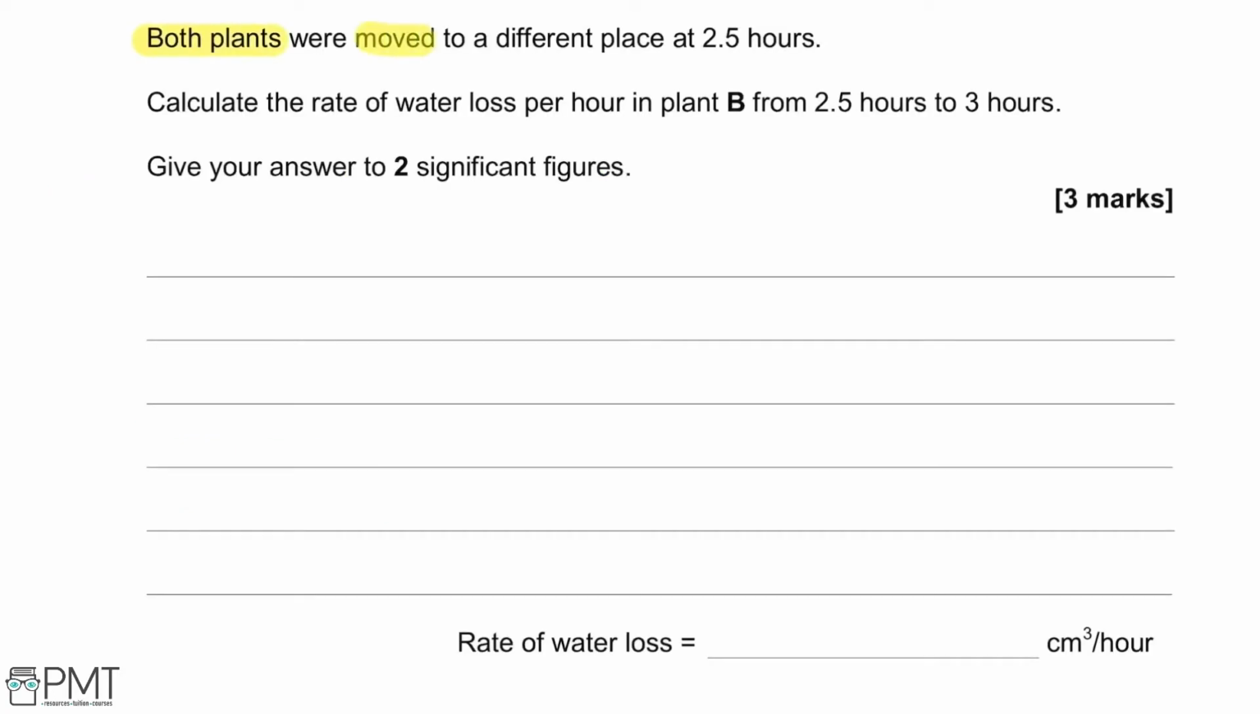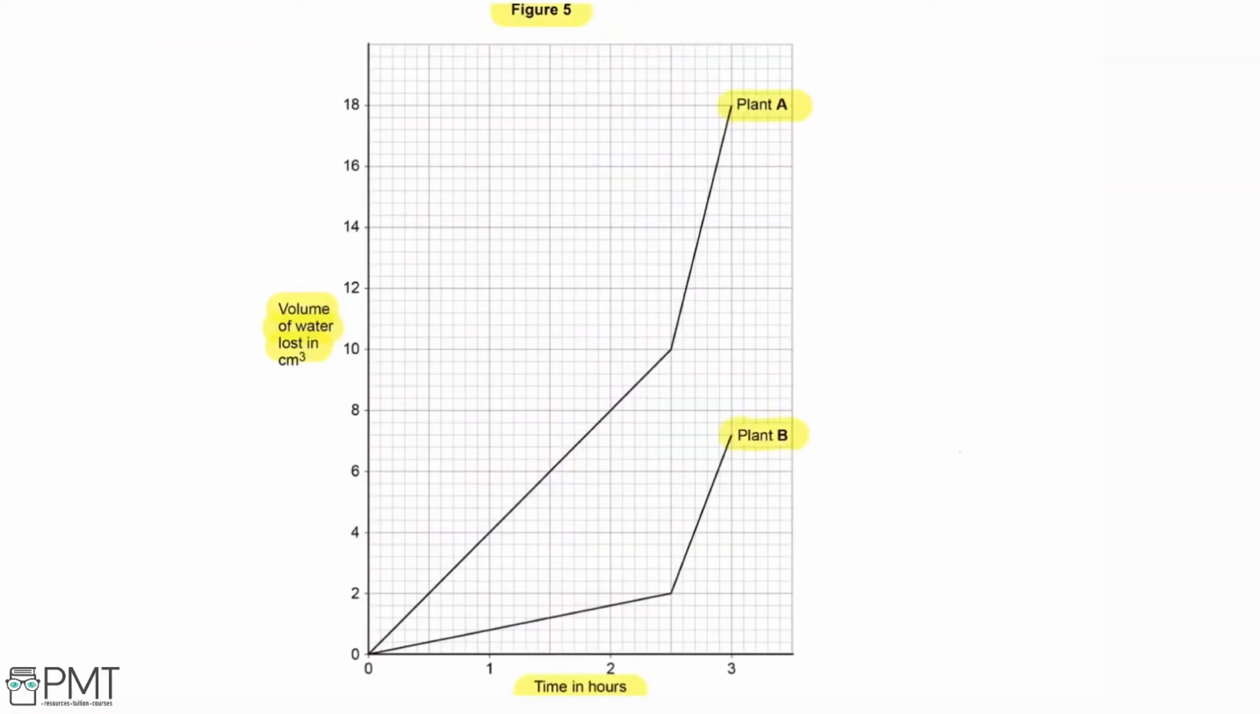Both plants were moved to a different place at 2.5 hours. Calculate the rate of water loss per hour in plant B from 2.5 hours to 3 hours, and give your answer to two significant figures. This question is worth 3 marks. So looking back at our figure 5, we want the rate of water loss per hour for plant B after that 2.5 hours, because the graph only actually goes up to 3 hours. And so what we're looking at is that last segment where the gradient gets steeper on plant B, and you can quite clearly see 2.5 hours. It's where the gradient suddenly does that quite sharp change.